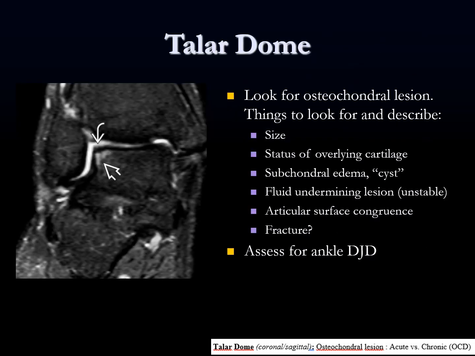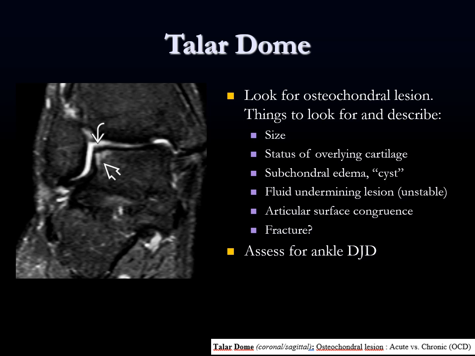Next topic is talar dome. One of the main things to look for here is an osteochondral lesion. If you do see an osteochondral lesion, there's several things to describe: the size of the osteochondral lesion itself, the status of the overlying cartilage, if there's any evidence for subchondral edema or cystic change. One of the most important things is if there's rim fluid signal undermining the lesion, which would indicate instability, if there's any articular surface incongruity, and if there's any associated fracture.